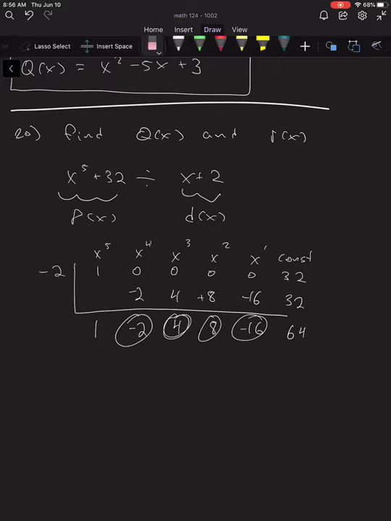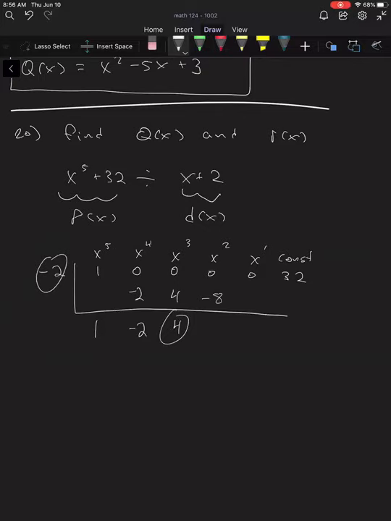All right, we got to erase these guys. So up to this point was okay, but we need to do minus 2 times 4 is minus 8. Add those, we get minus 8. Then minus 2 times minus 8 is positive 16. Add those, we get 16. Minus 2 times 16 is minus 32. And add those, we get 0. Okay.